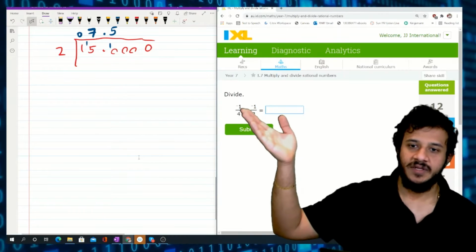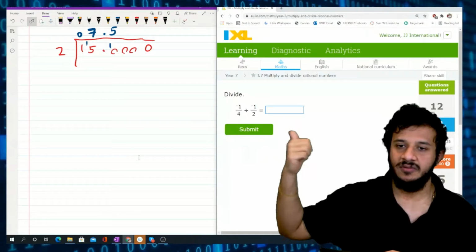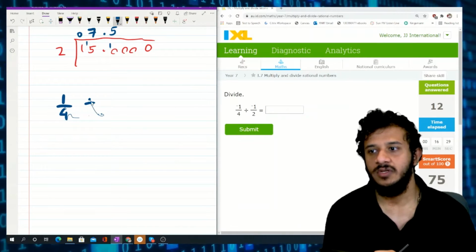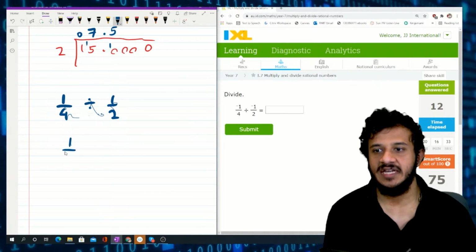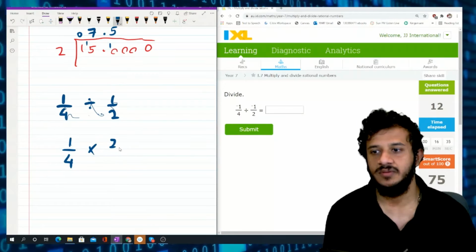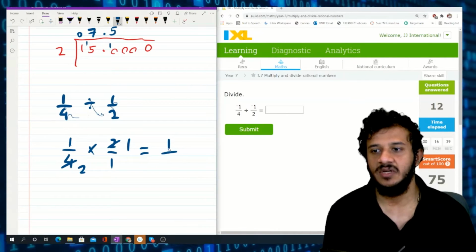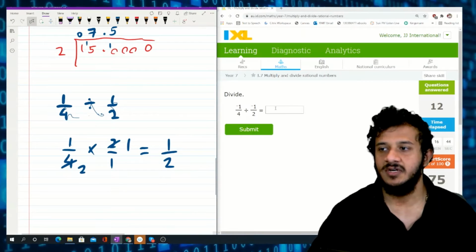Alrighty. Again, negative divided by a negative is obviously positive. I'm not going to worry about that. 1 over 4 divided by 1 over 2. Division will become multiplication when the right hand side fraction goes upside down. And now simplify 2 and 1, and that's pretty much it. 1 times 1 is a 1, 2 times 1 is a 2. So it's just a positive half.